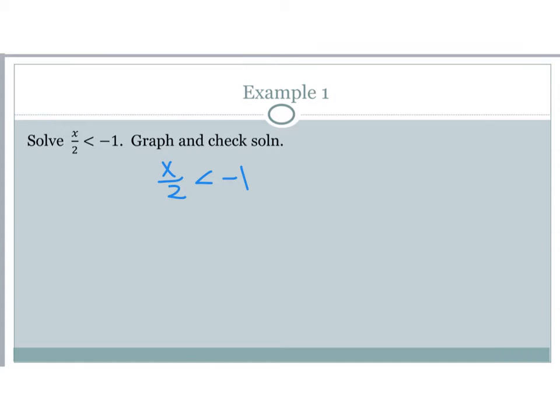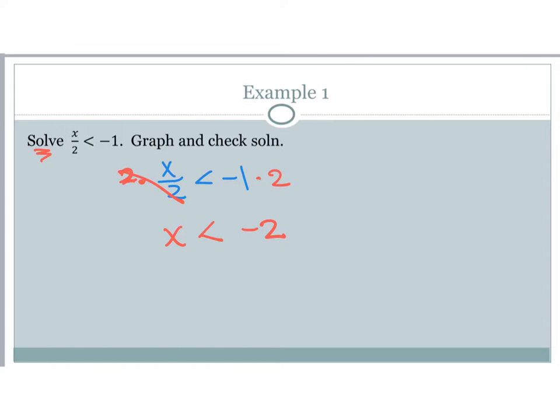If I want to get x by itself, because my directions say to solve, I'm going to have to multiply both sides by 2 so I can clear out that denominator, and that's going to leave me with x and -2. Because in this case I multiplied by a positive 2, I'm going to leave my inequality symbol alone, and it's going to go in the same direction. So I have x is less than -2.